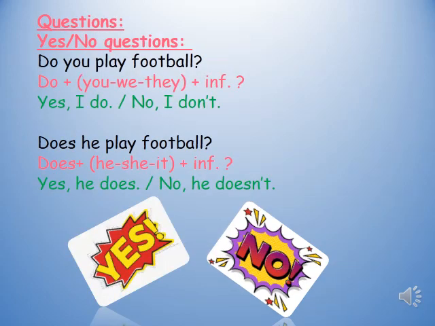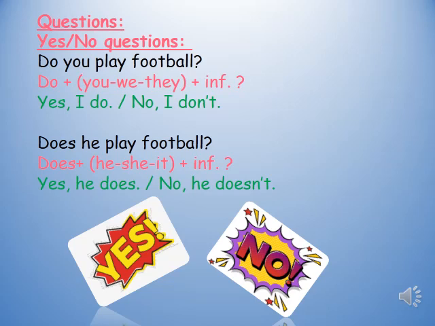Now we have come to the last part of our lesson today, which is forming questions using the present simple tense. The first type of questions is called yes or no questions. When I ask you a question and I am expecting yes or no as an answer. For example, if I ask you, do you play football? Yes, you can say yes, I do, or no, I don't. So this is the meaning of yes or no question.